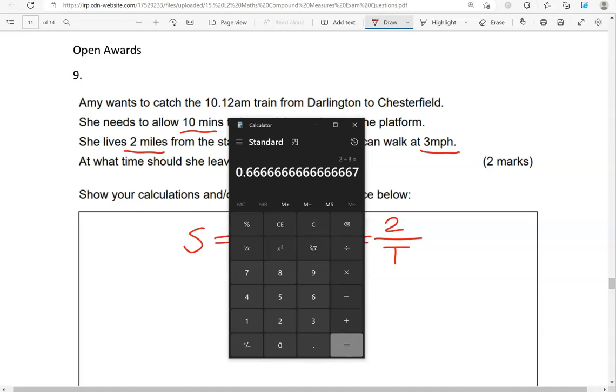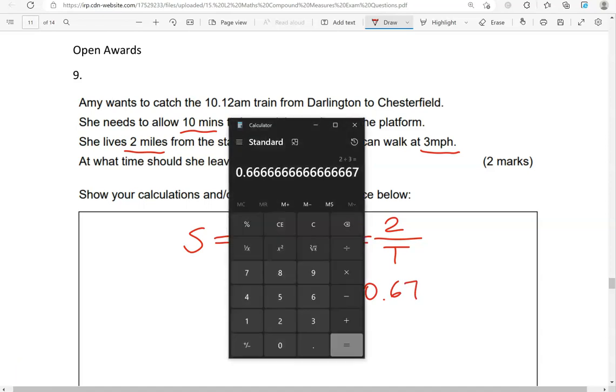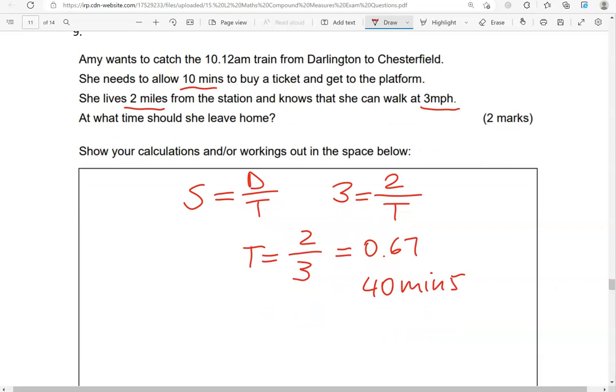2 divided by 3 gives us 0.67. I've rounded that to 2 decimal places. But I don't even need to do that, in fact, because it tells us that this is 2/3 of an hour. 2/3 of an hour, that is 40 minutes. Because a third is 20, 2/3 is 40. So it takes 40 minutes to get there, and she needs to allow 10 minutes to buy the ticket. So that is 50 minutes in total.